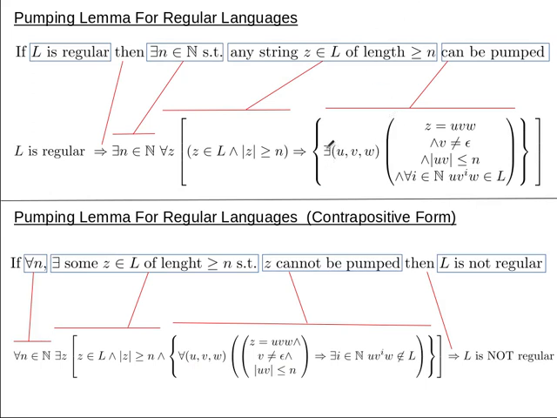So that means there exists a breakup, and this is actually a breakup. This v is not empty, this uv is of length at most n, and for all i, this uv^iw is in L. So this is the formal statement of the pumping lemma for regular languages. This is what a pumping lemma is.